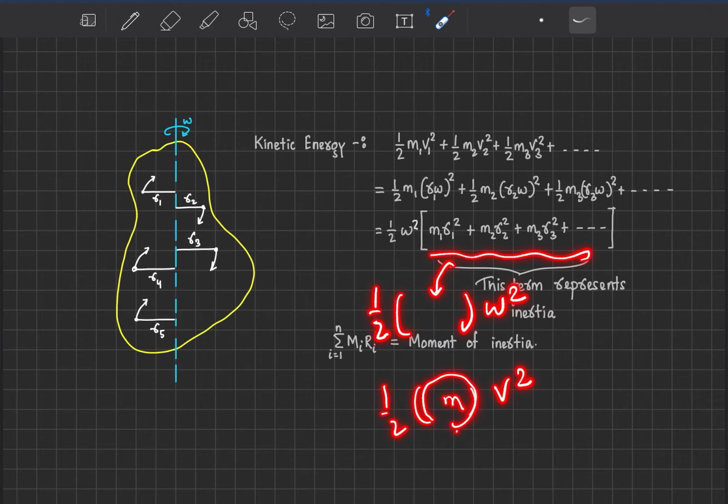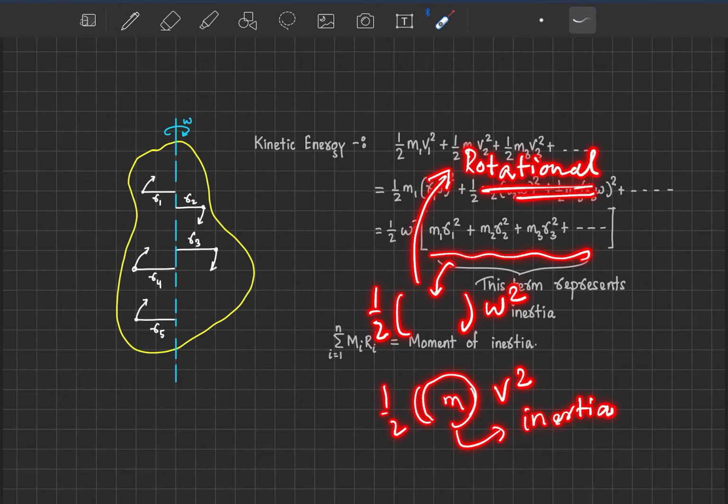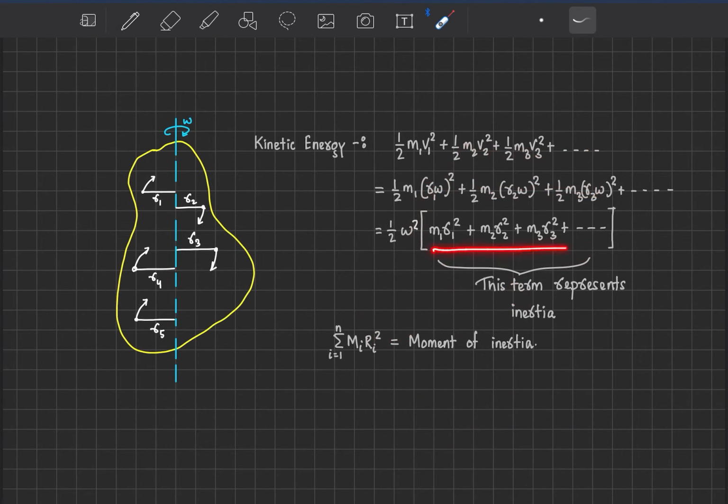So if this term represents inertia in case of translatory motion, then this term must represent inertia in case of rotational motion, and this term right here we call the moment of inertia. So the moment of inertia of a rigid body is the summation of mi ri square, where i changes from 1 to n. This summation gives us the moment of inertia, the term which gives us the value of inertia.